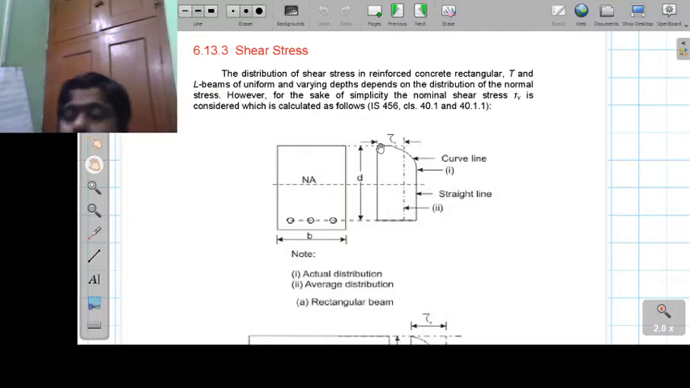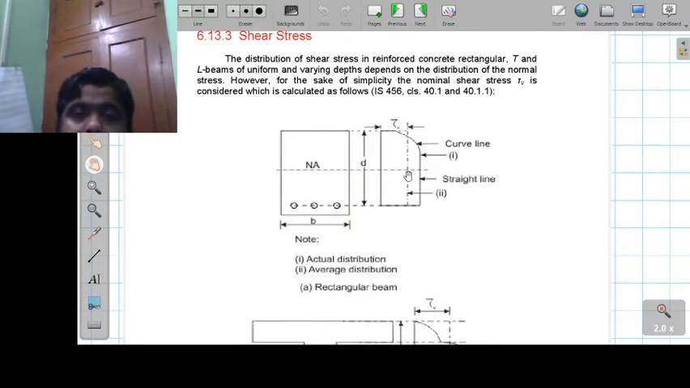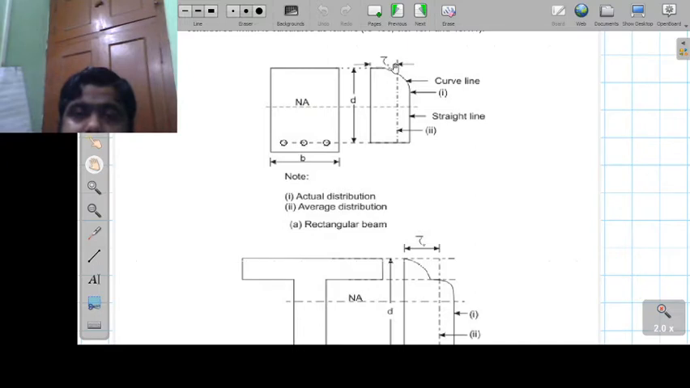Now we will see how the shear stress develops in a T section, L section, or even a rectangular section. If we refer to the code book, IS 456:2000 has given the shear stress for sections of uniform depth as well as uniformly varying depth. If you look at this photograph, I have shown one rectangular section of width B and depth D. So what is the average shear stress? If you just see this, the average shear stress is tau v.